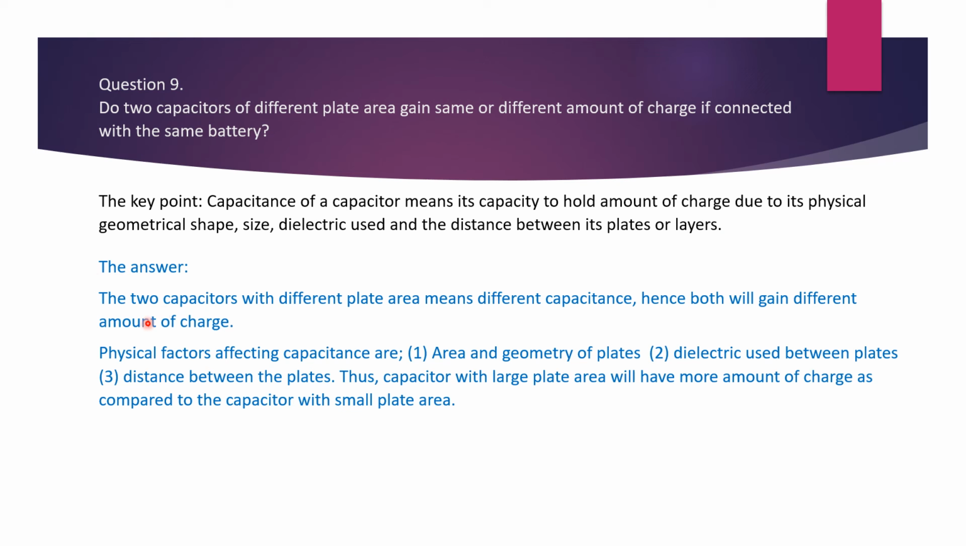The answer. The two capacitors with different plate area means different capacitance, hence both will gain different amounts of charge. Physical factors affecting capacitance are 1. Area and geometry of plate, 2. Dielectrics used between plates, 3. Distance between the plates. Thus, a capacitor with large plate area will have more amount of charge as compared to the capacitor with small plate area.